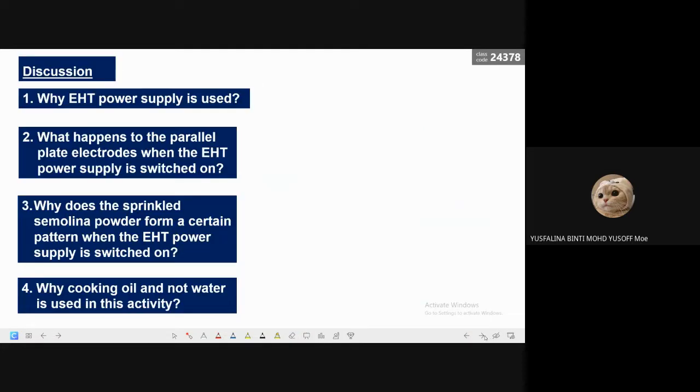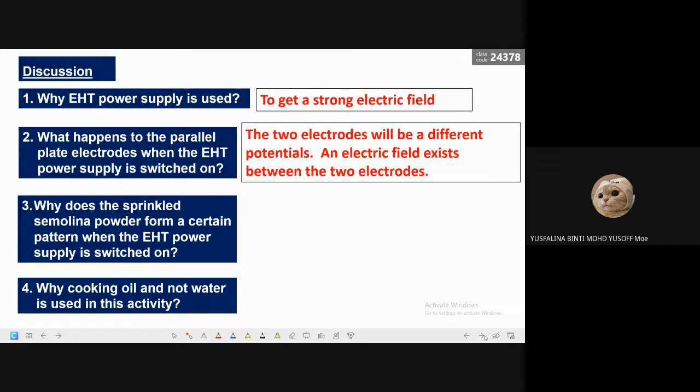All right, so the discussion: why is the EHT power supply used? Why do we use the EHT power supply? It means high voltage, right? Because we need to get a strong electric field. So we can see actually what happened to the electric field. And what happened to the parallel plate electrodes when the EHT power supply is switched on? The two electrodes will be at different potential, and an electric field exists between the two electrodes.